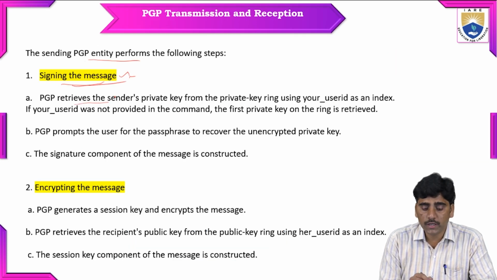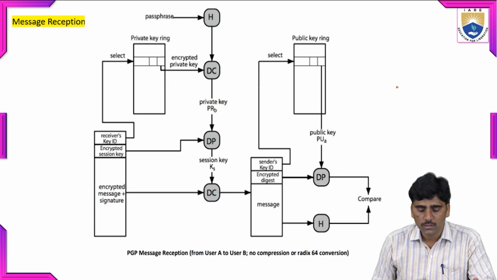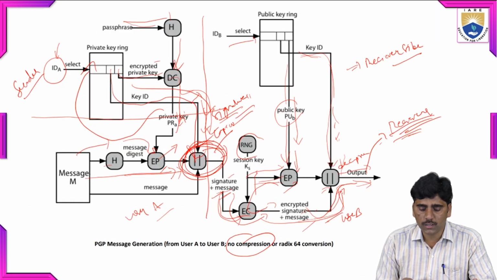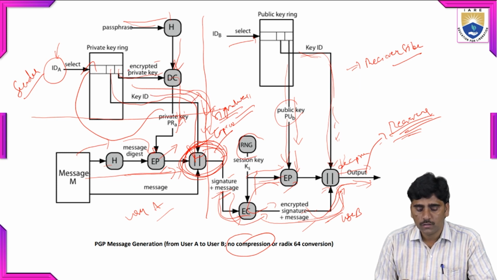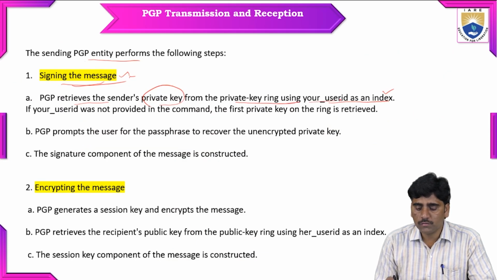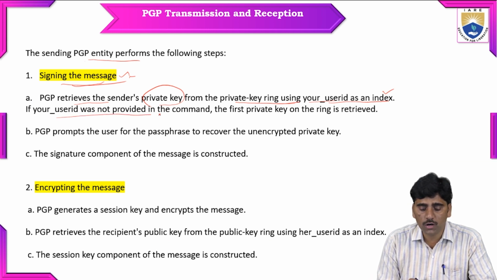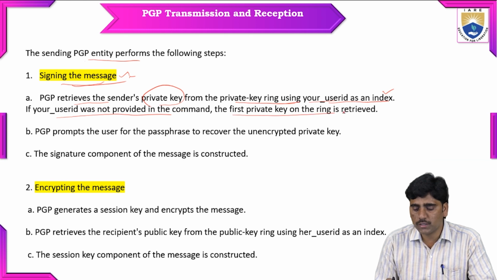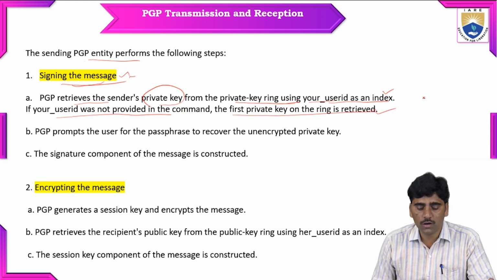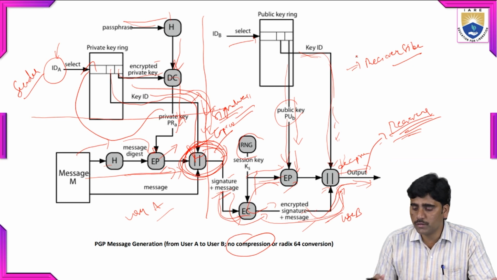PGP retrieves the sender's private key from the private key ring, using the user ID as an index. That is what we mentioned here. If the user ID is not provided in the command, then the first private key on the ring is retrieved. So whatever private key is there in the private key ring, that comes first.